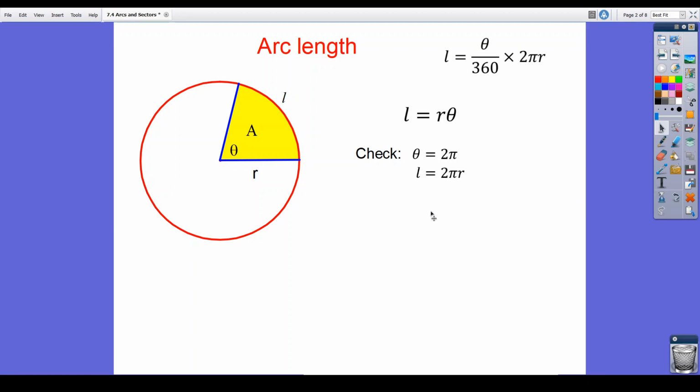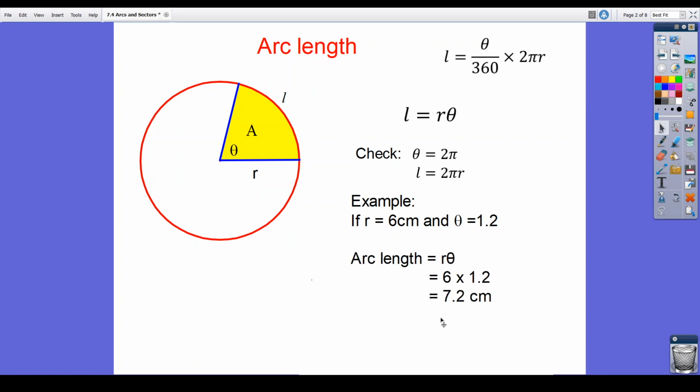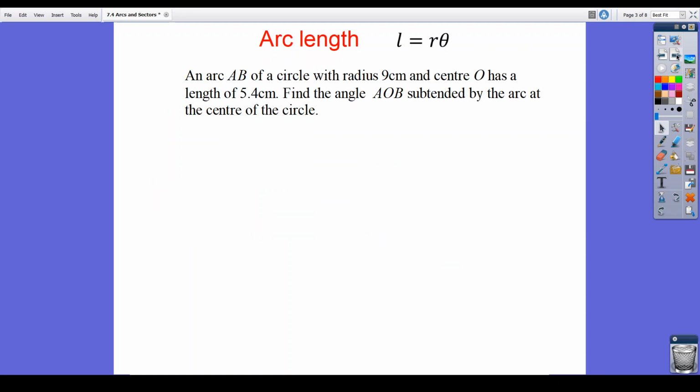Let's now try a simple example. If we are given both the radius of the circle and the angle that the arc is making, we work out the arc length by multiplying the two together. We just work out r theta, and we end up with 7.2 centimeters, very straightforwardly. Let's go on to a slightly more awkward example.